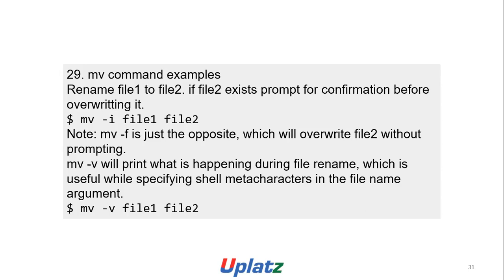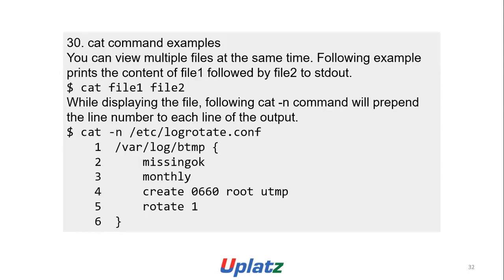mv -v will print what is happening during the file name rename, which is useful while specifying shell meta characters in the file name argument. mv -v file1 file2. cat command examples: you can view multiple files at the same time. The following example prints the content of file1 followed by file2 to stdout: cat file1 file2. While displaying the file, the following cat -n command will prepend the line number to each line of the output.